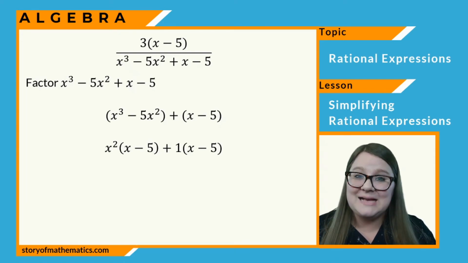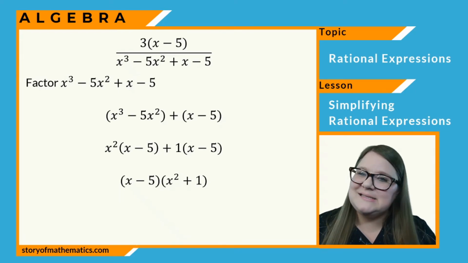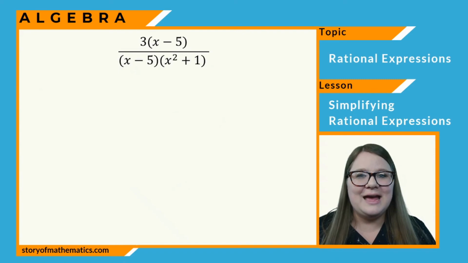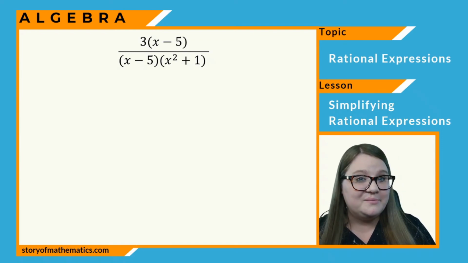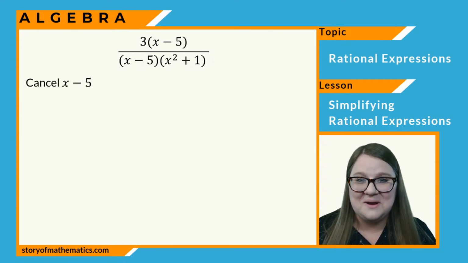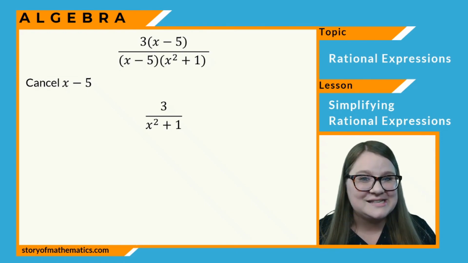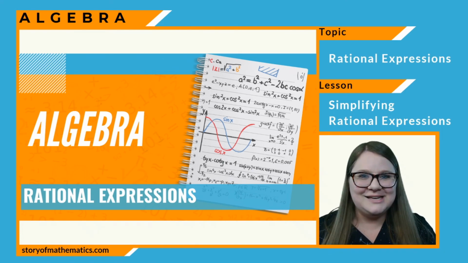Now, I just need to pull x minus 5 out of the two new terms. And that's going to leave me with x squared plus 1. That doesn't simplify anymore. X squared plus 1 doesn't factor. So I'm going to go ahead and just replace my denominator with that factored format. Now I can see there's an x minus 5 in both the numerator and denominator. So that's what I'm going to cancel out. And that will give me a final answer of 3 over x squared plus 1. And that is how you simplify rational expressions.